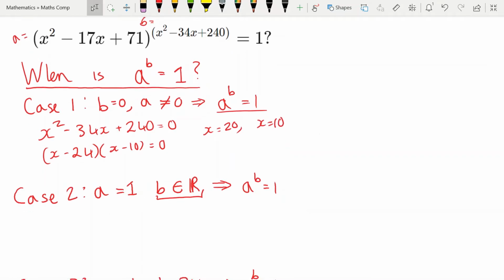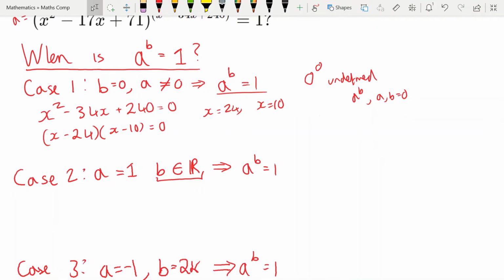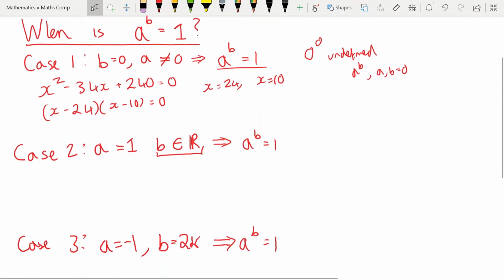You will need to check if plugging x equals 24 and x equals 10 into your values of a will return 0, because you can never have 0 to the 0, because that is undefined. So a to the b, where a and b are both equal to 0, will not work. If you plug x equals 24 and x equals 10 back into your a, they're not 0. So x equals 24 and x equals 10 are both valid solutions.